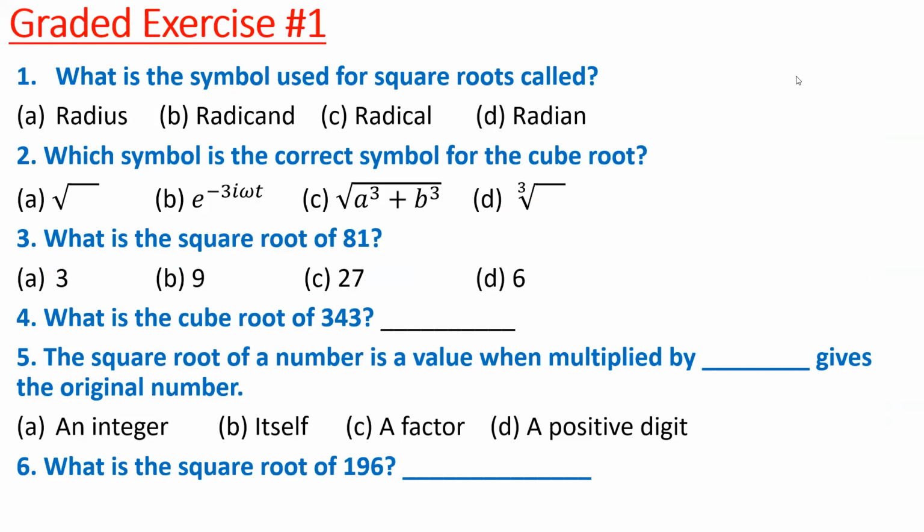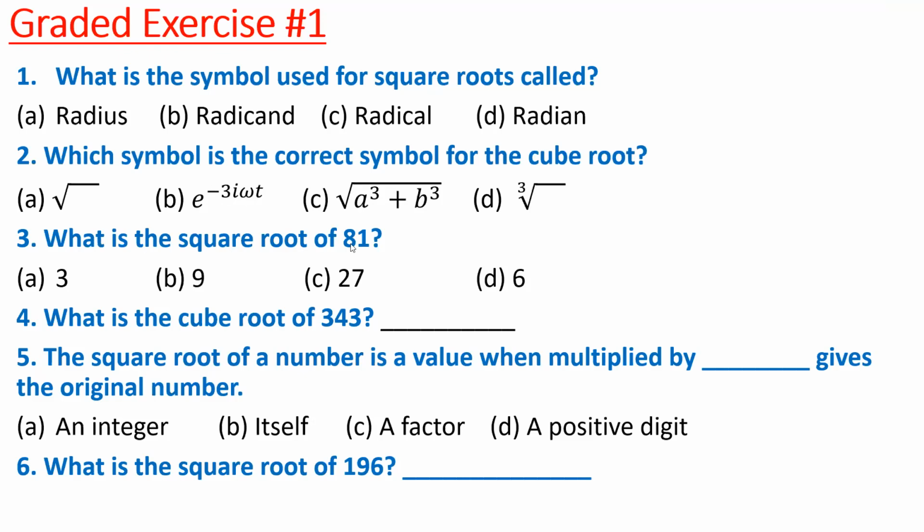Number 2, which symbol is the correct symbol for the cube root? Is it A, the radical symbol alone? Is it B, e to the power of 3? Is it C, the radical sign with a to the 3rd power plus b to the 3rd power? Is it D, the radical sign with the numeral 3 on top?